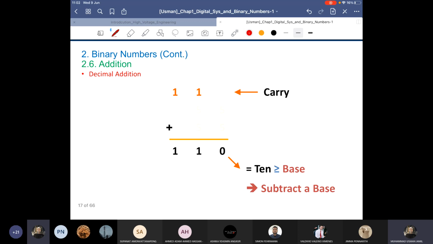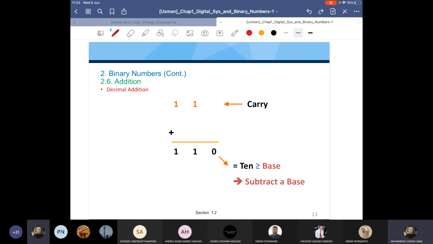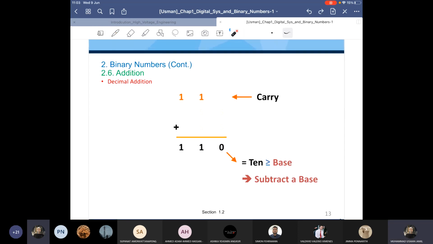decimal numbers add. Let's suppose we have the decimal number 55, and we have 55 over 55. This number is in decimal form. A decimal number has a base 10.